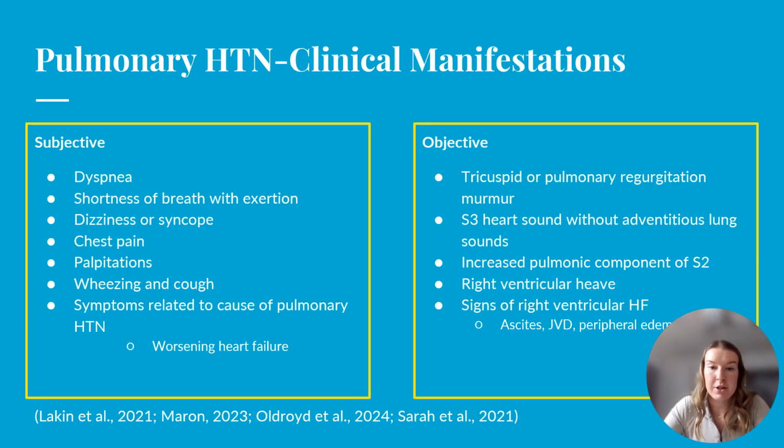The clinical manifestations for pulmonary hypertension, your subjective findings that the patient is going to report, are going to be dyspnea, shortness of breath with exertion, dizziness, or syncope. As it progresses more, they might develop some chest pain, palpitations, wheezing, and a cough, and then symptoms related to the cause of their pulmonary hypertension.